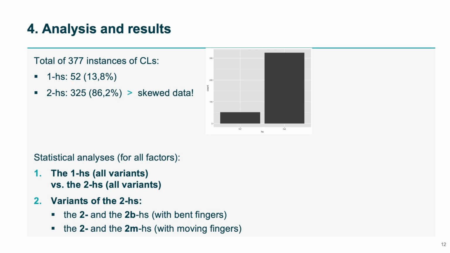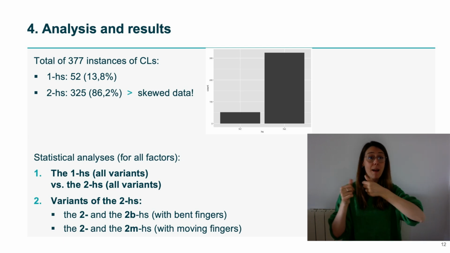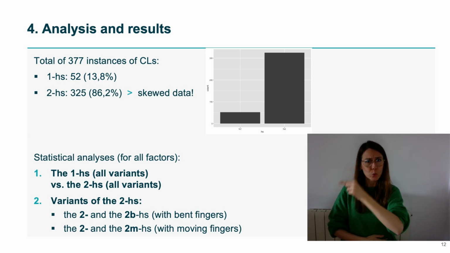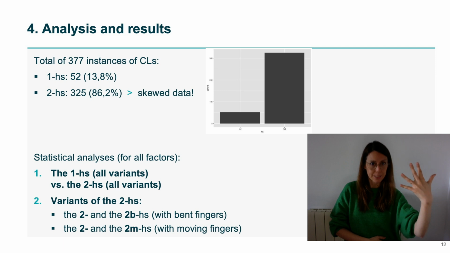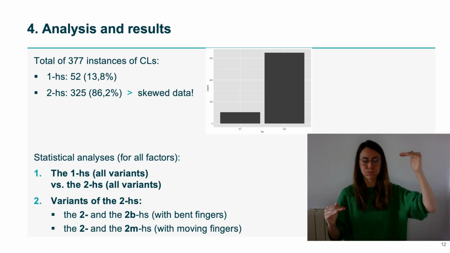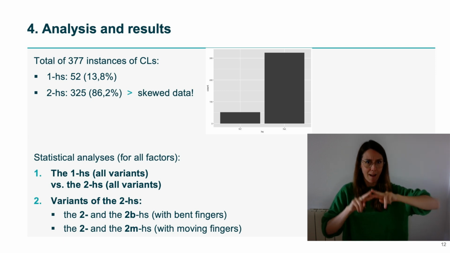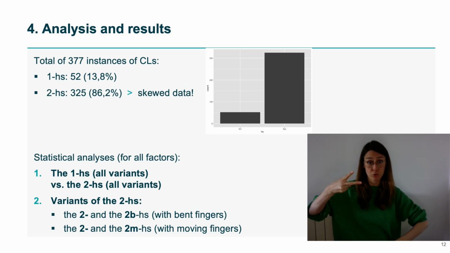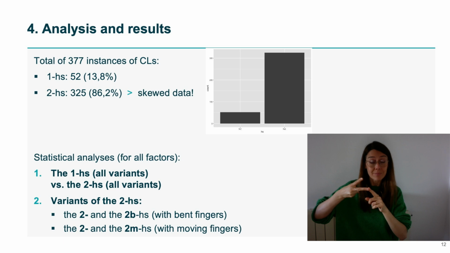From our data annotation, we found a total of 377 instances of classifiers. Only 52 instances were expressed using the one handshape, while 325 instances were expressed using the 2 handshape. So as you can clearly see, the data were skewed, and this is very important to take into account and to keep in mind for the analysis and the data we'll present.